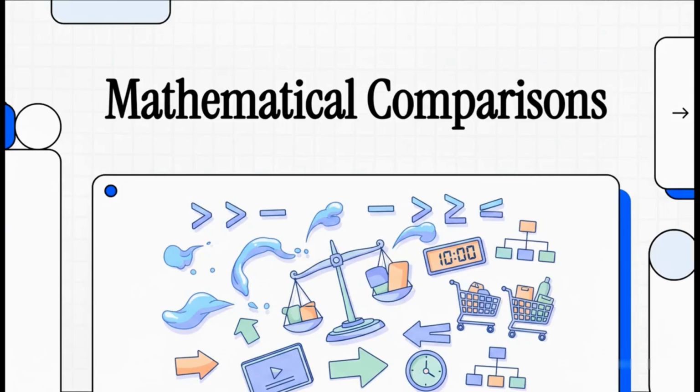You know, there's a secret language you're already fluent in, even if you don't realize it. It's the language of mathematical comparisons. It's the hidden logic you use when you're trying to find the best deal, or the fastest route, or even just deciding what to wear. So today, let's master the symbols that make it all happen.